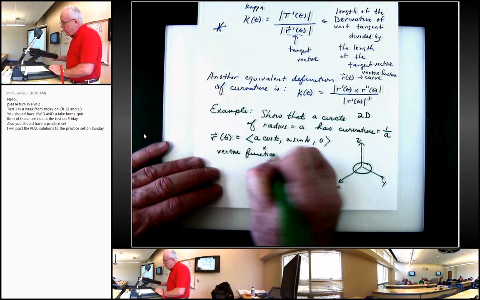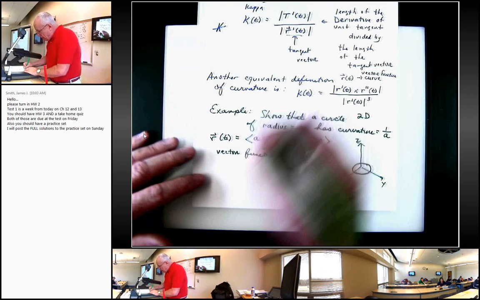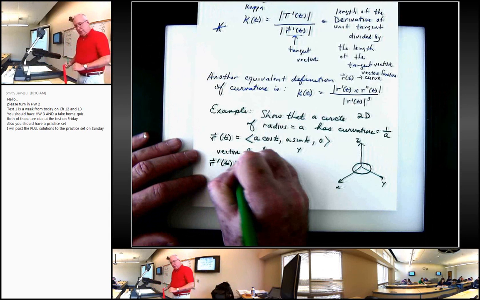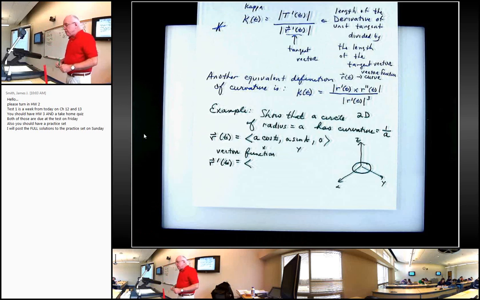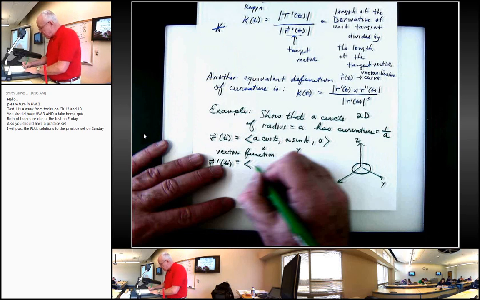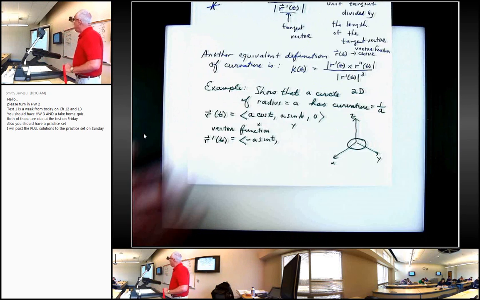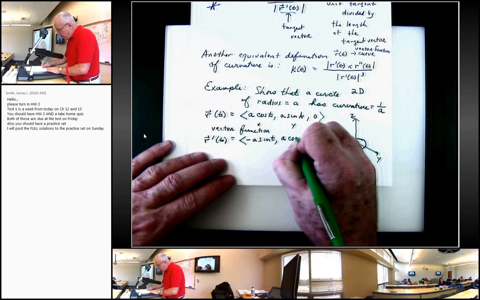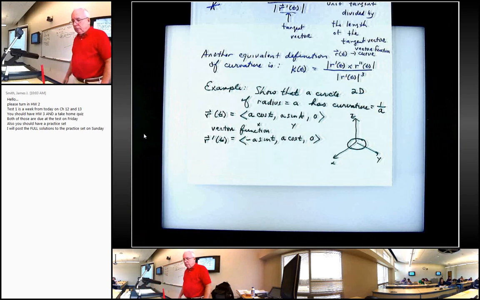And now we need to get r prime of t. So let's get the derivative here. The derivative of a times the cosine is negative a sine of t. The derivative of a times the sine is a times the cosine of t. And the derivative of 0 is 0.